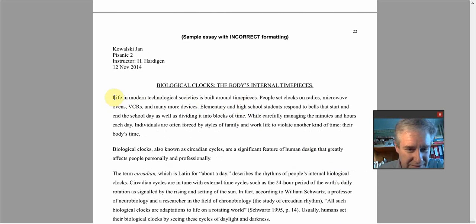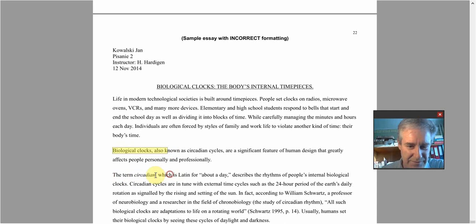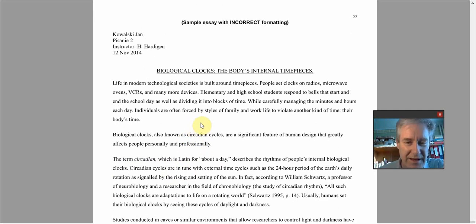But the first line of each paragraph is not indented. So this first line of the first paragraph, where it says life in modern technological societies, this line should be pushed over. And same with this line. This line should be pushed over, and same with this line. So the first line of each paragraph should be indented all throughout the essay.